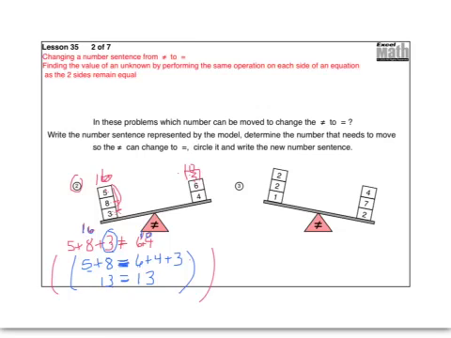Okay, now that you've seen how to do that, see if you can do number 3. Pause the video, turn it back on when you're ready to see the solution.